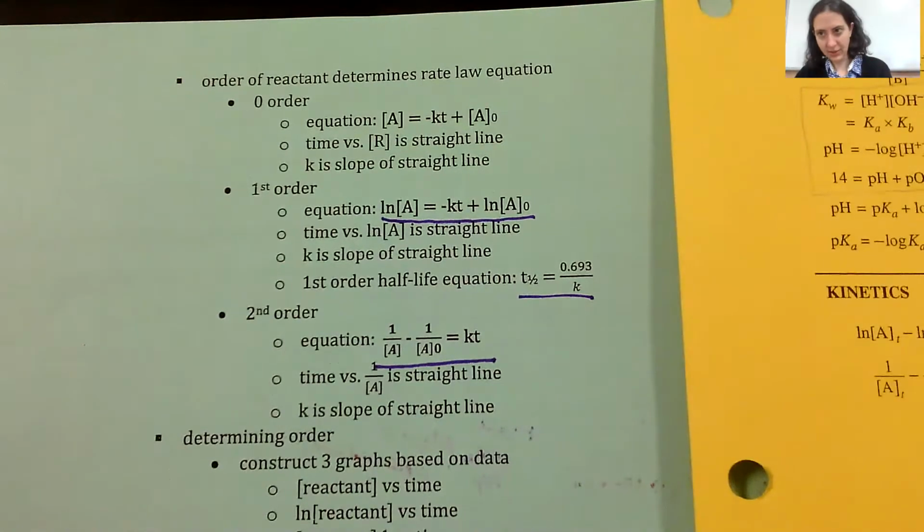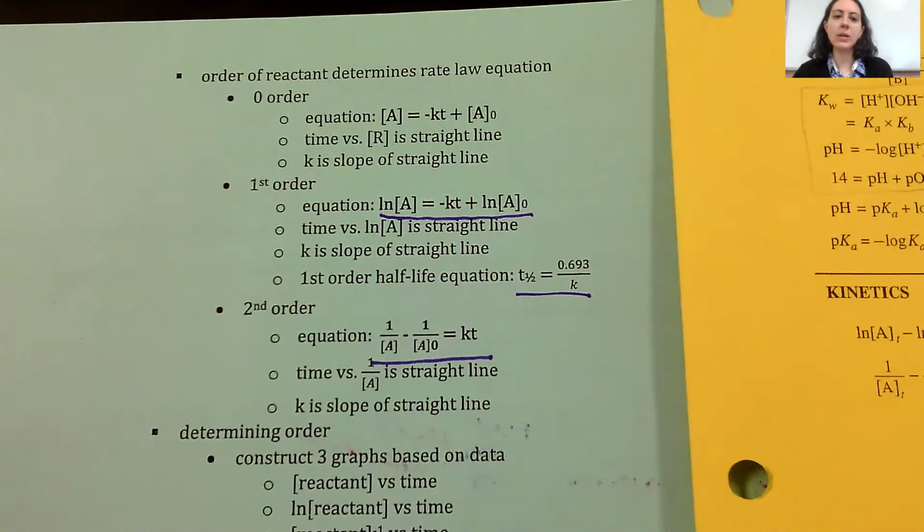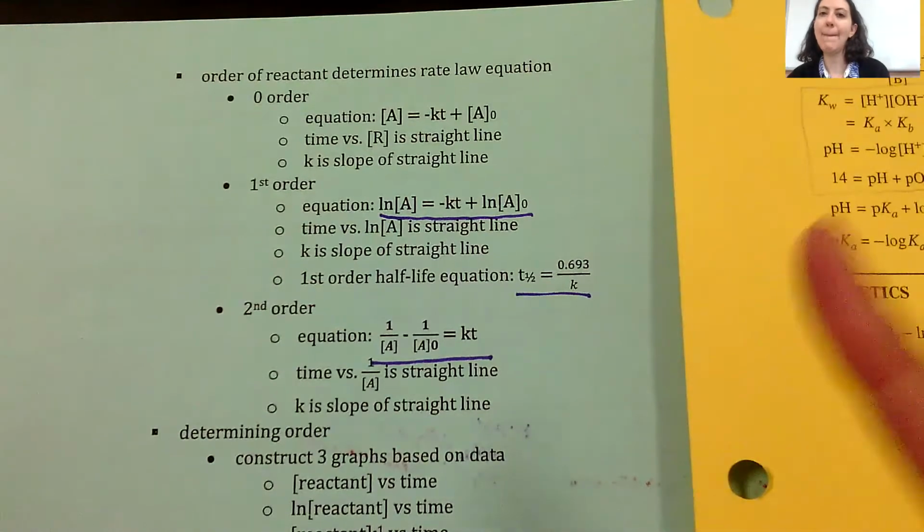These are the equations that you can get based on concentration versus time. So the way that we determine the rate law is based on the order of the reaction. And these are the different options that you have.